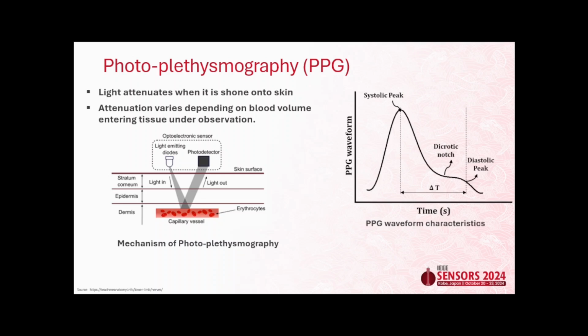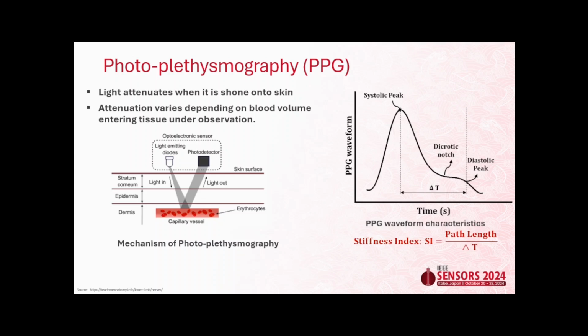This is the basic PPG waveform with its characteristics. The PPG can be divided into two phases, the systolic phase and the diastolic phase. The systolic phase corresponds to ventricular contraction, while the diastolic phase corresponds to ventricular filling. A dicrotic notch is typically visible at the start of the diastolic phase.